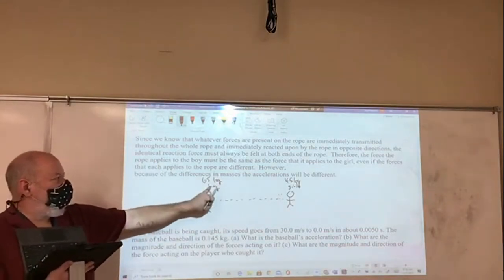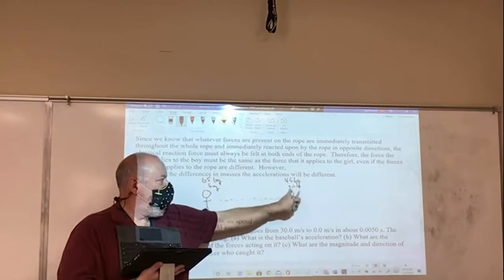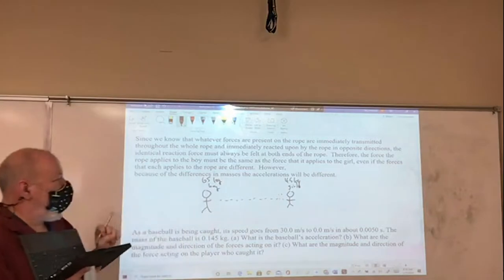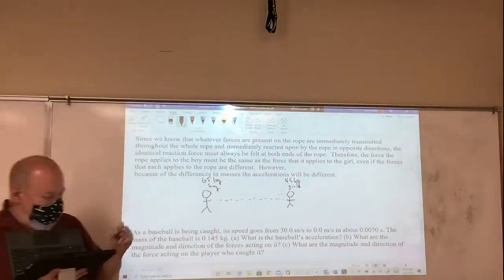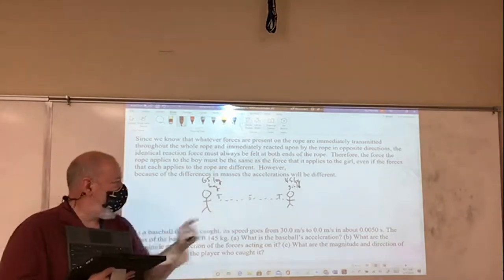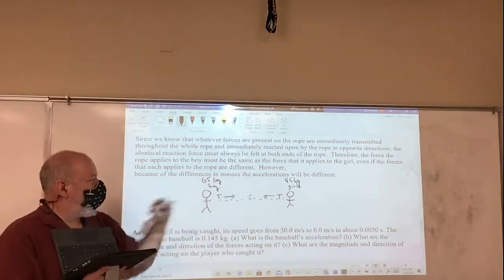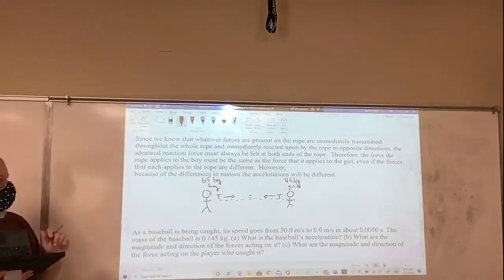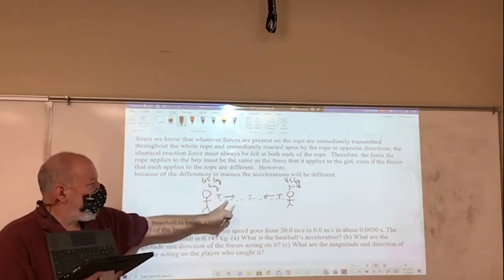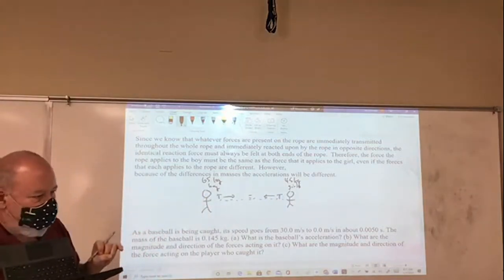Okay? Despite the fact that this person is larger and maybe stronger than this person, the force that they feel from the other end of the rope is the same. The force of tension here equals the force of tension here. Okay? The force pulling on both of these is the same. They both feel the same force of tension. But that force is going to do more to this person than it is to this person because of the mass.